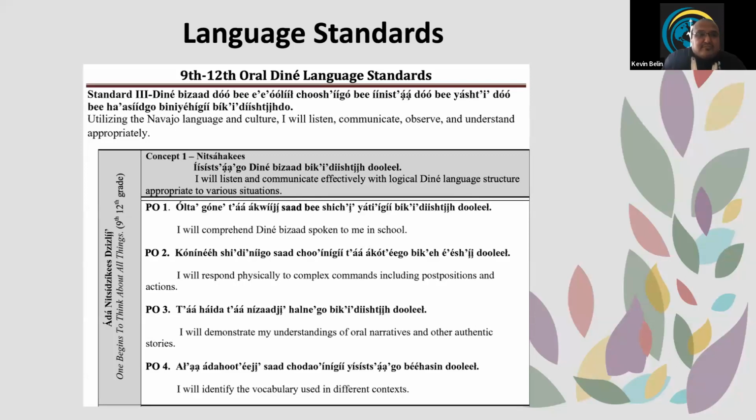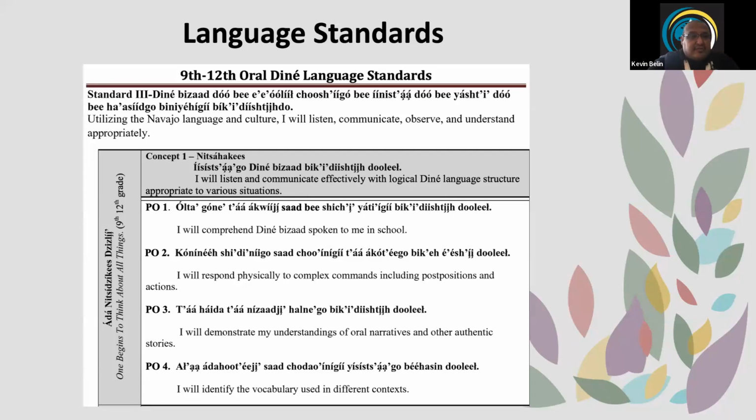I'll respond physically to complex commands. This is one that, again, our staff can use, and they do use when they say command terms such as give me this object, give me this thing, go give this to your friend, go give this to Ms. Tabram. And so we do use that language quite often.